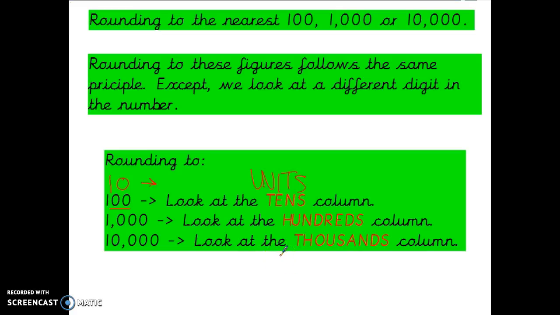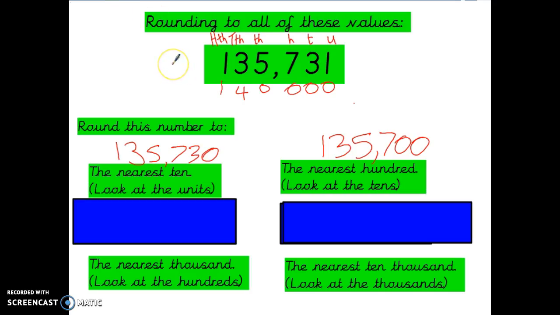It's exactly the same. If the number in whatever column you're looking at is 5 or above, you round up to the nearest multiple of what you're rounding to. If it's 4 or below, you round down to the previous multiple of whatever you're rounding to. So, let's have a look at a big number here. We've got 135,731. Rounding it to the nearest 10, I look at my units number.